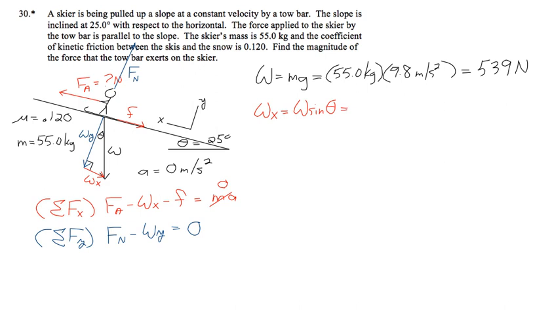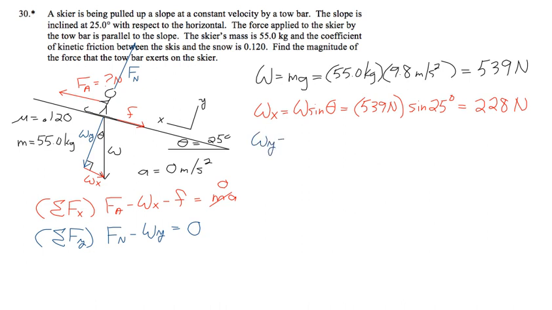So that's going to be 539 newtons times the sine of 25 degrees. And that will equal what? Something in the 200s, right? 227.8, so we'll say 228, because we're rounding now to three significant digits. Now I can get Wy, right? So we have Wx, we'll get Wy.